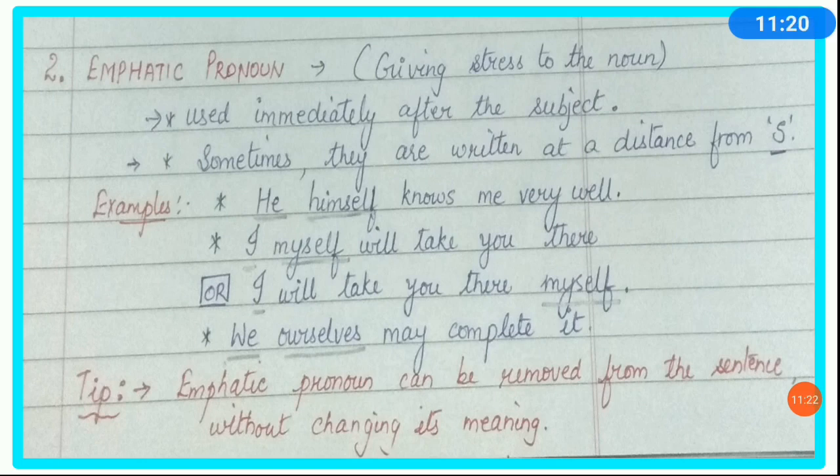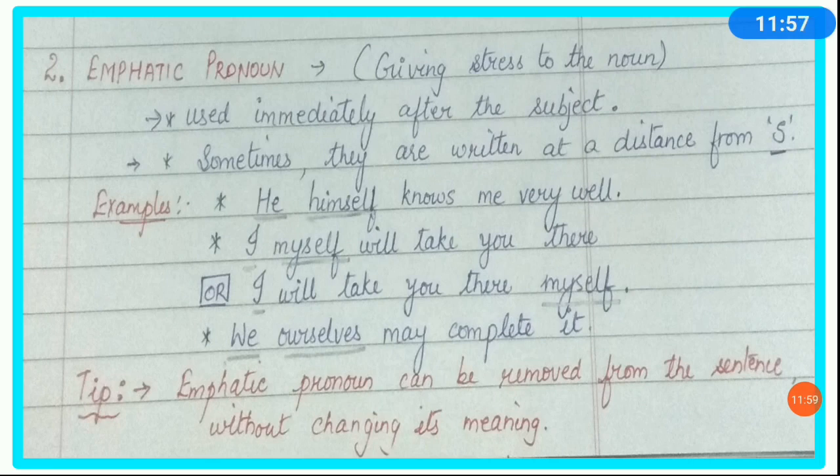So what happens in case of emphatic pronouns? You have an advantage. You can remove this emphatic pronoun from the sentence and still your sentence will give you a complete meaning. If you try to read this sentence, he himself knows me very well, without the word himself, you can still make complete sense out of this sentence. Try to read it now. He knows me very well. Do we get a complete meaning? Yes. We do have the subject, we do have the verb in this sentence. The verb is knows. And then who does he know? Me. Me is the object.